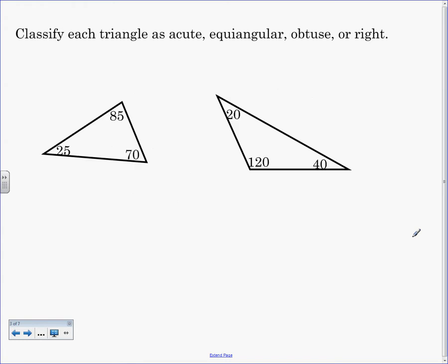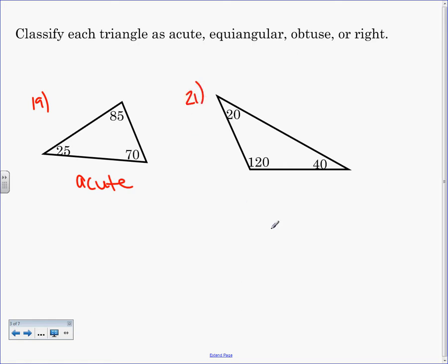Okay, let's just do some. Classify each triangle as acute, equiangular, obtuse, or right. So we are on number 19 in your notes. What are all of these angles called? They're all less than 90, therefore this is an acute triangle.